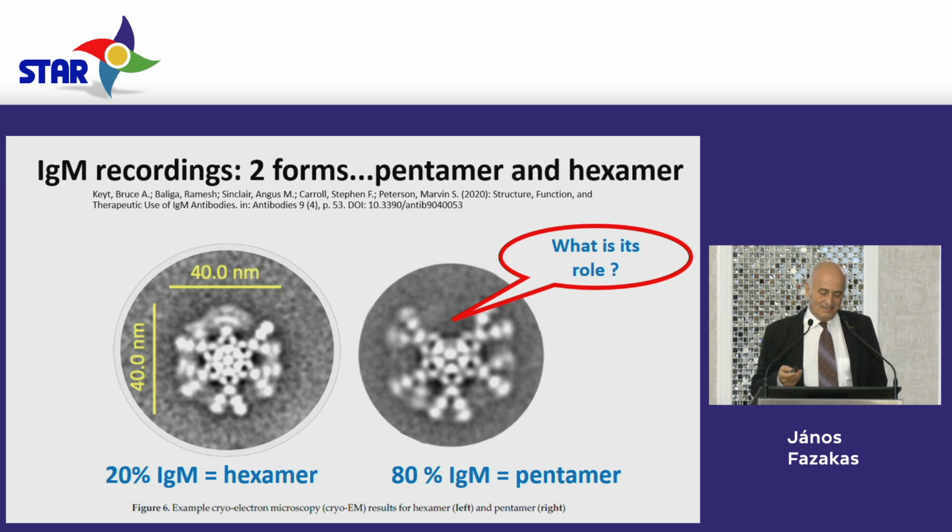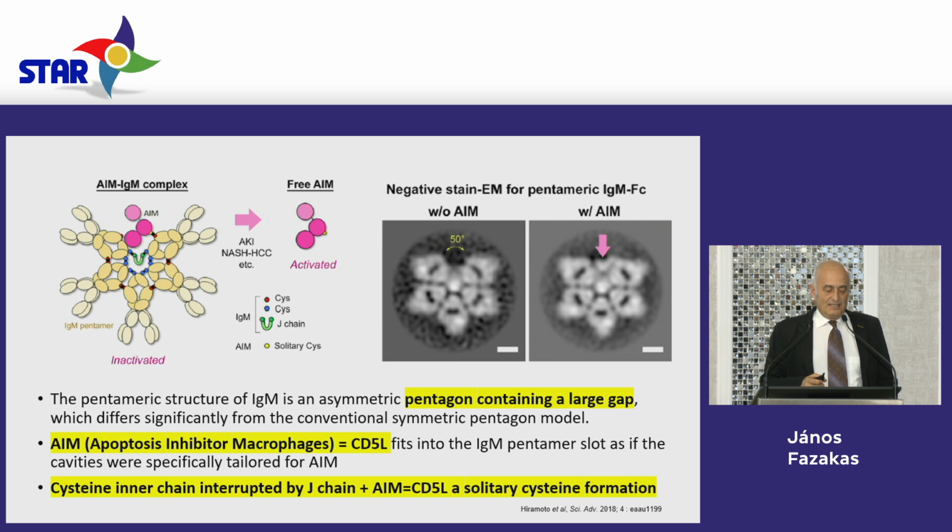What is its role? Well, here fits accurately the apoptosis inhibitor of macrophages, the substance which is coded CD5L. We know this, we have measured this for 10 years, but this molecule fits in this part of the pentameric structure where the gap is. It's a cysteine inner chain interpreted by a J chain.